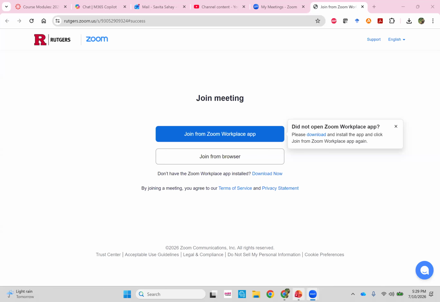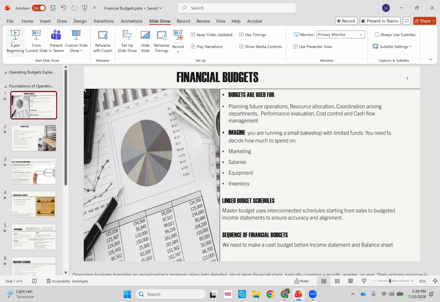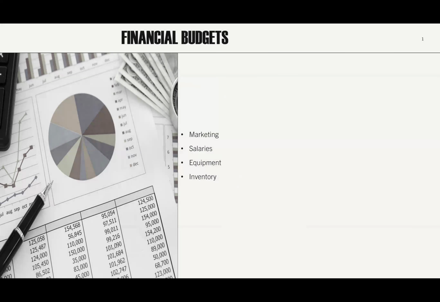Hello there again. So, we are going to do chapter 6, part 2, the financial budgets. And the piece is a little long, so I am going to get into it right away.